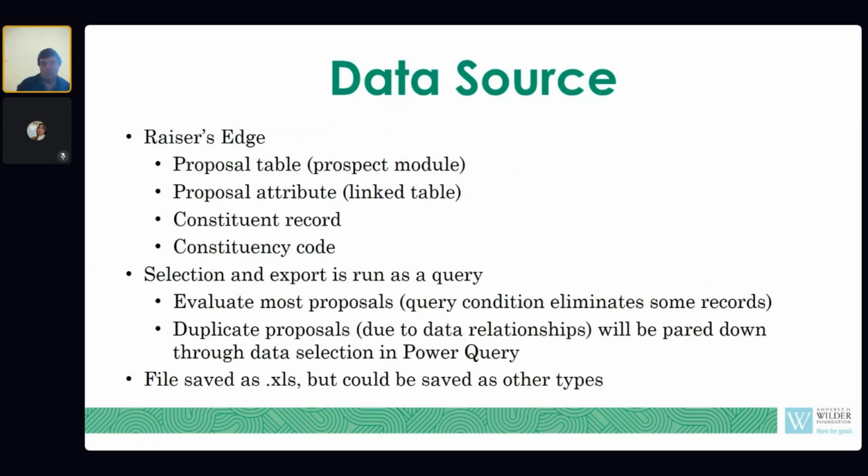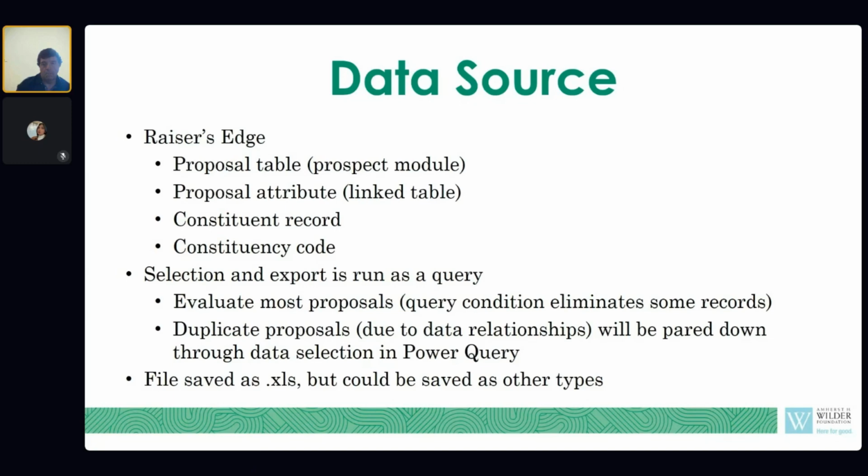The data source is Raiser's Edge and it's a proposal table. Now, the proposal table does have attributes associated with it, so we do pull an attribute as well. The constituent record, some data is being pulled from that as well as the constituency code. The selection and export out of Raiser's Edge, I'm not going to be showing you at this time. I'm assuming that most people have a comfort level and familiarity with running the queries within Raiser's Edge. It is run as a query.